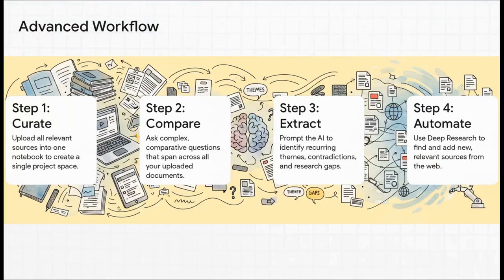So the best way to do this is to think of your notebook as one big, unified project. You start by curating everything: your papers, your own notes, web pages, even transcripts from YouTube videos. Then, you can start to cross-reference them, asking really complex questions that force the AI to compare and contrast. From there, you can prompt it to pull out themes and gaps, and you can even use its deep research feature to find new sources to fill those gaps.